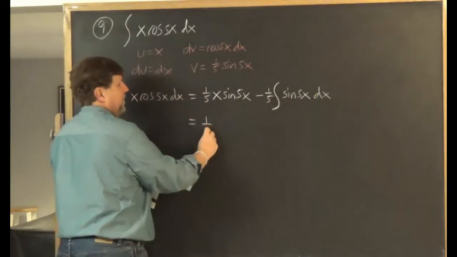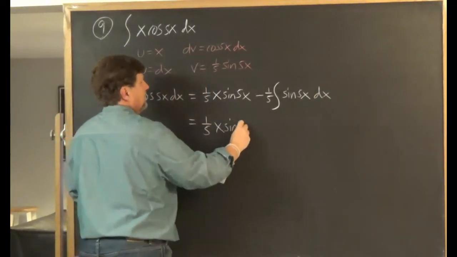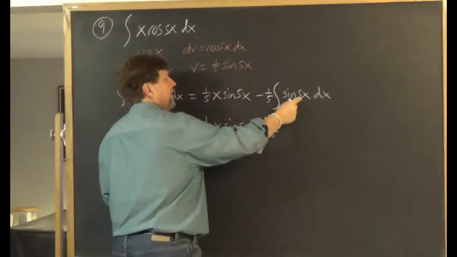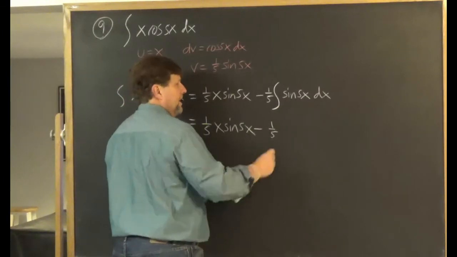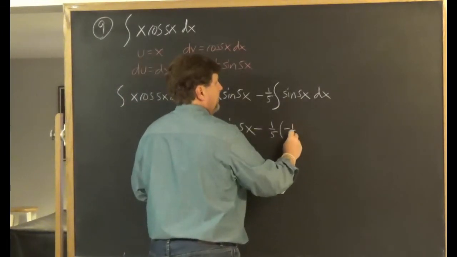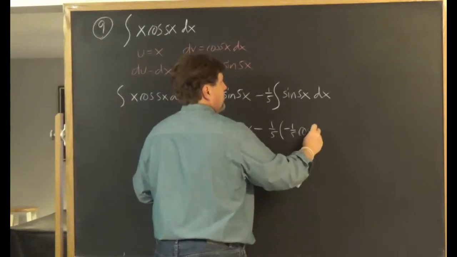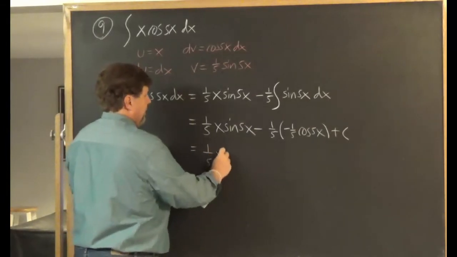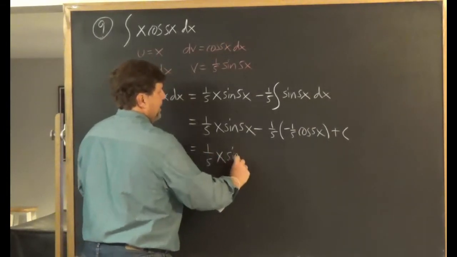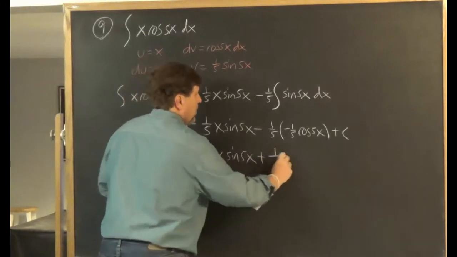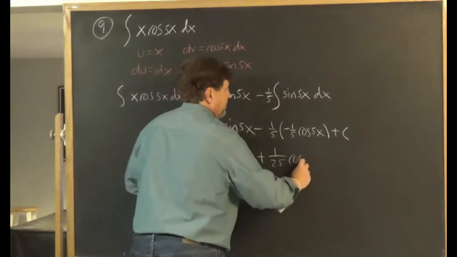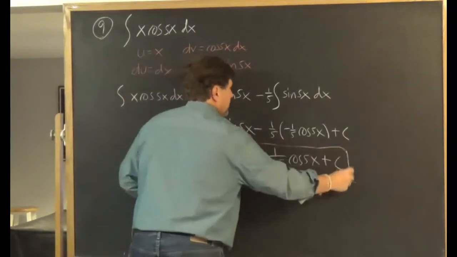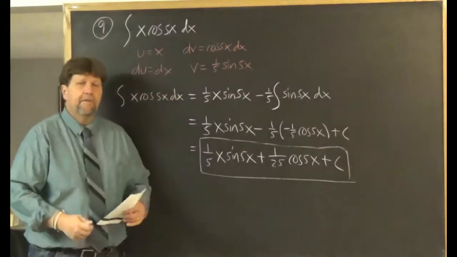And now to finish it off, the antiderivative of sine 5x is negative 1/5 cosine 5x. So you know what, I'd probably put one more step in here. I would have it as 1/5 x sine 5x plus 1/25 cosine 5x plus c. That's it for number 9.